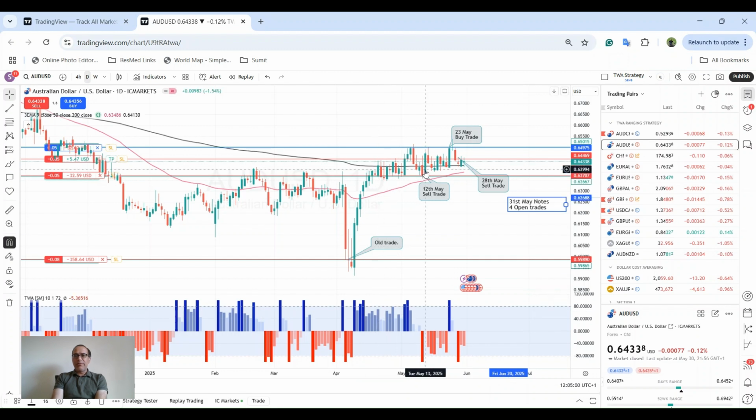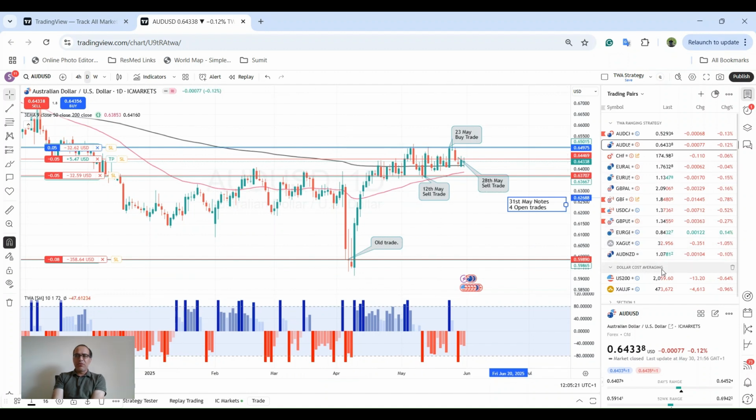One thing which I forgot to mention was I use two strategies. So one is the ranging strategy. So we're really looking at pairs which move within a range. The range could be small or big, but it's really moving in both the directions. And then the second one is dollar cost averaging, which I'll talk about later.